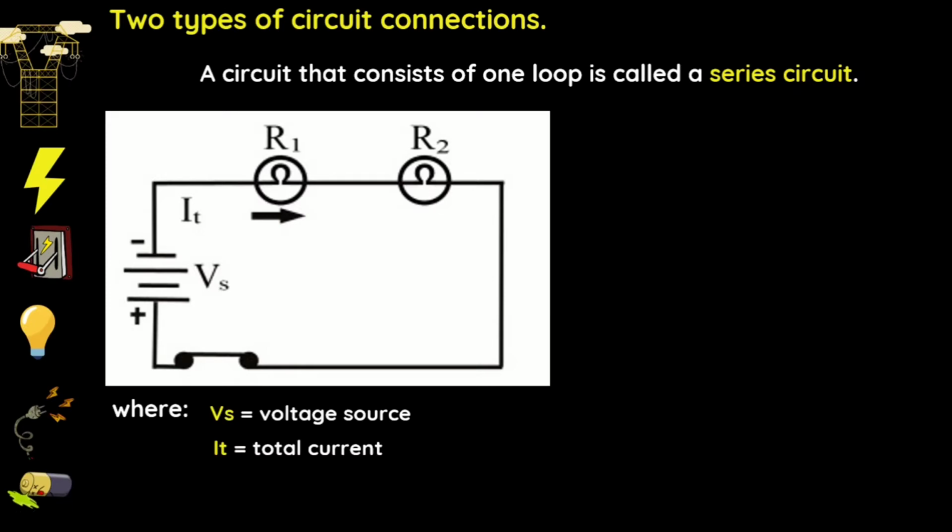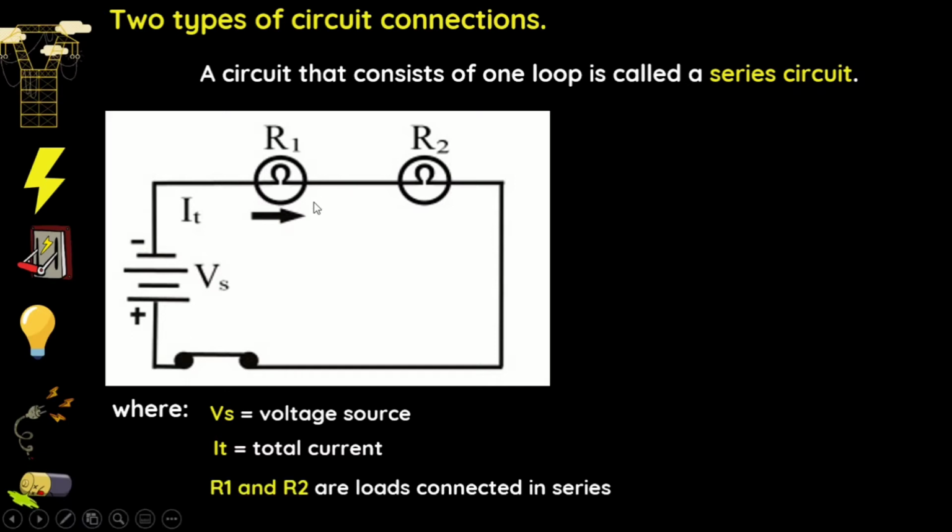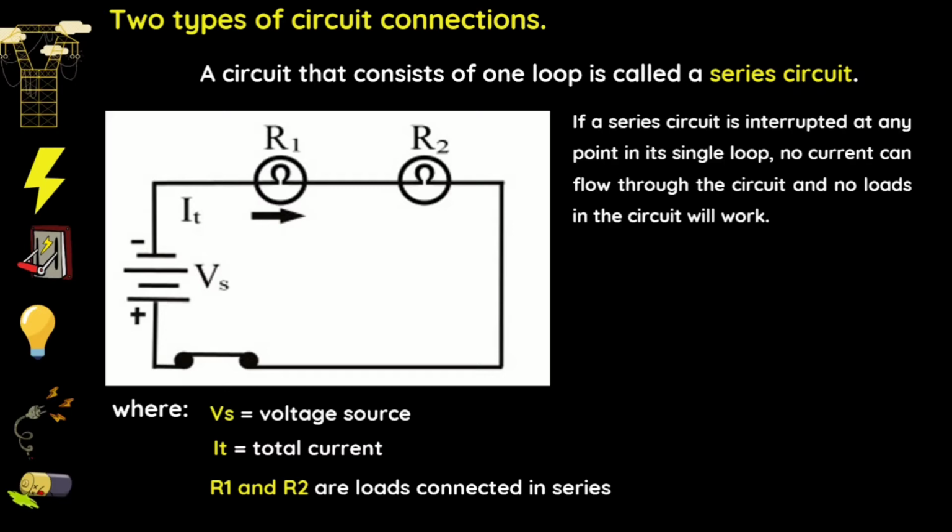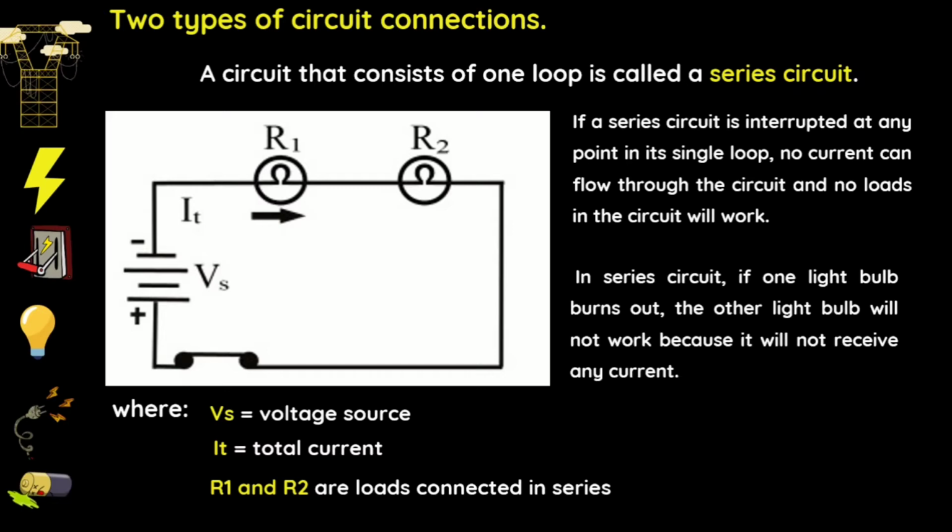You have the voltage source, which is the battery as represented by the symbol. You have the total current. The symbol is capital letter I subscript T. You have the R1 and R2, or resistance 1 and resistance 2, which are loads connected in series. If a series circuit is interrupted at any point in its single loop, no current can flow through the circuit and no loads in the circuit will work. In a series circuit, if one light bulb burns out, the other light bulb will not work because it will not receive any current.